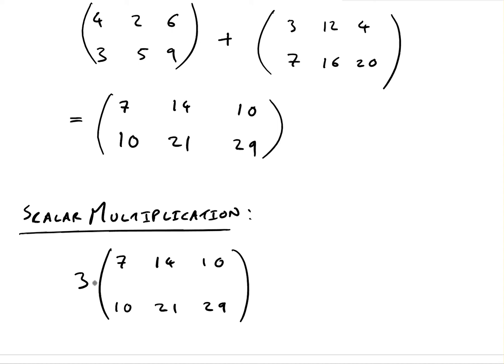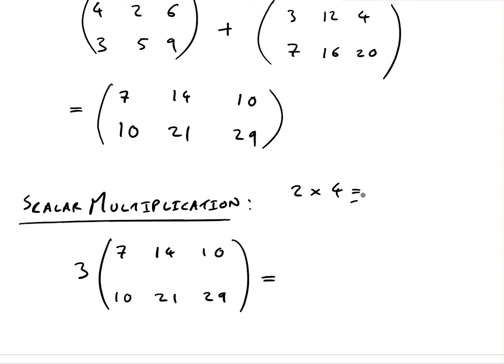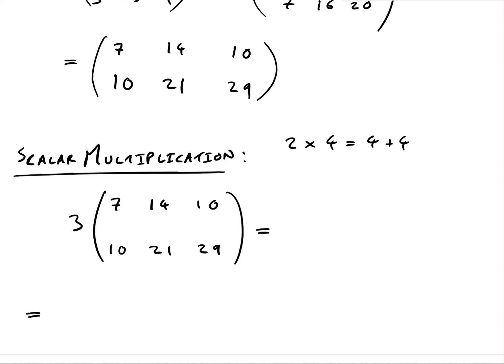So say if we multiply this number 3 by this matrix, well, that's just the same as saying we want to add this matrix 3 times. Remember, say if it was 2 times 4, that's the same as saying we want to have 2 lots of 4, so we want to add 4 to itself twice. It's exactly the same thing with scalar multiplication. So it's this matrix added 3 times.